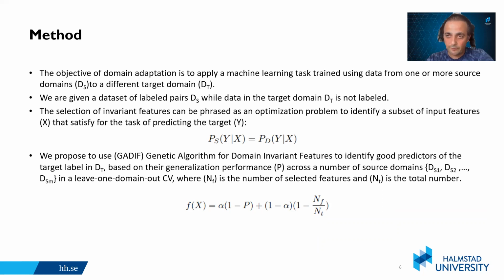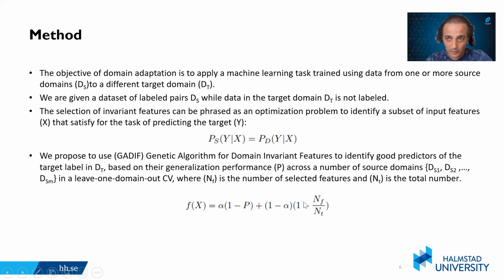So we will identify these predictors in which the relation between the target variables and the predictors stay the same between the source and target domain. To do so, we are going to use an evolutionary approach, a genetic algorithm. And the objective function of this genetic algorithm will try to do two things.